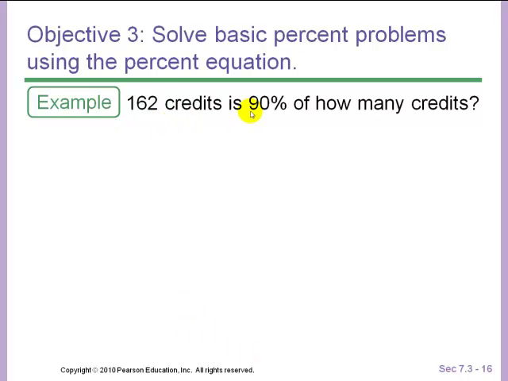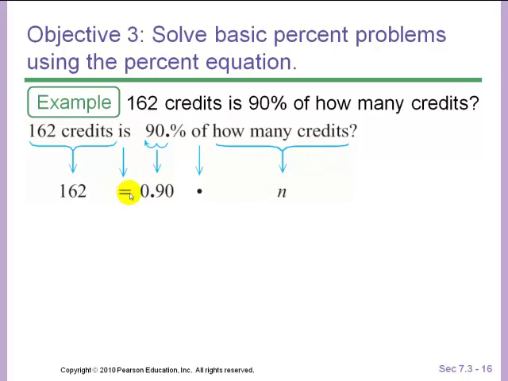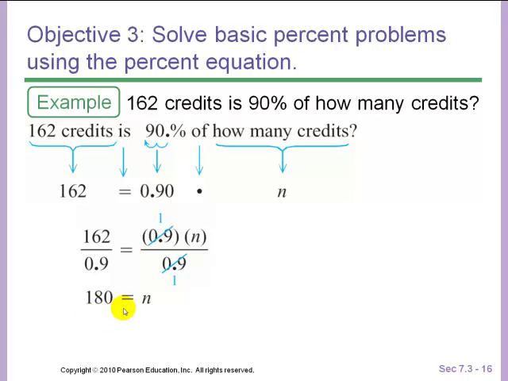162 credits is 90% of how many credits? So 162 is our equal sign. 90% converted to a decimal is 0.9. Again, you could use 90 over 100 if you prefer fractions. Of is multiplication. And then our unknown, which is the total number of credits. Divide both sides by 0.9. You get 180 equals n.